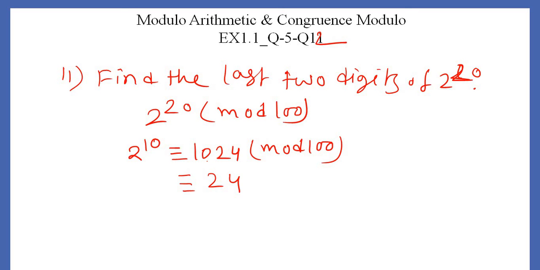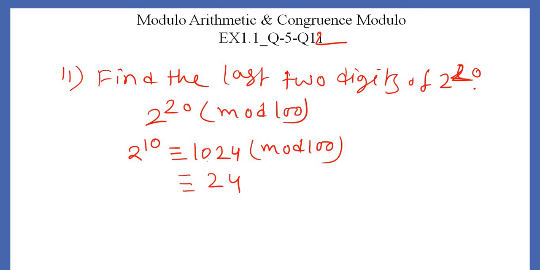You can take this, but that would be a long procedure, right? Like you can take from 2 to the power 7. What is the value of 2 to the power 7? 128. That is greater than 100. So you can divide 128 by 100 and you will get the remainder 28. So you can start with this, but here you have to get the power 20. So if we take directly the power 10, it would be easier to solve.